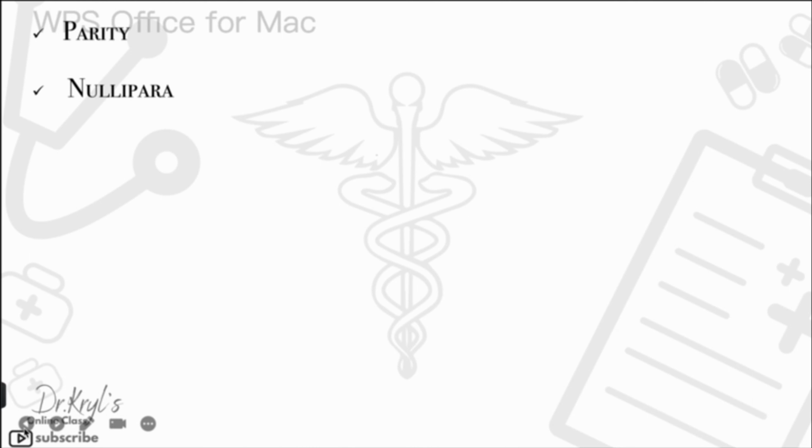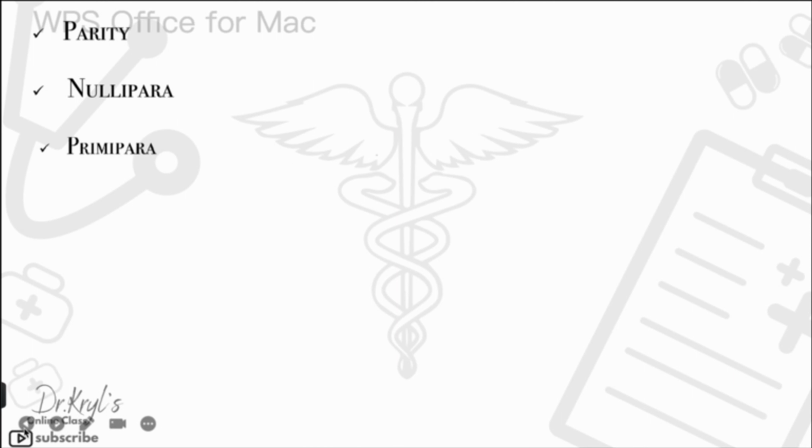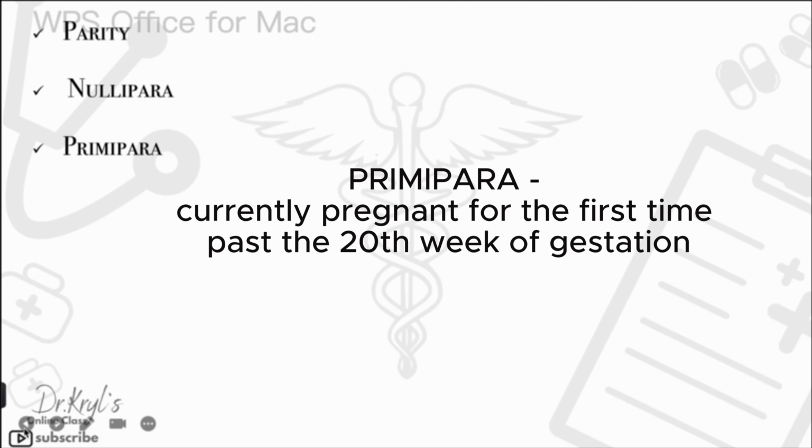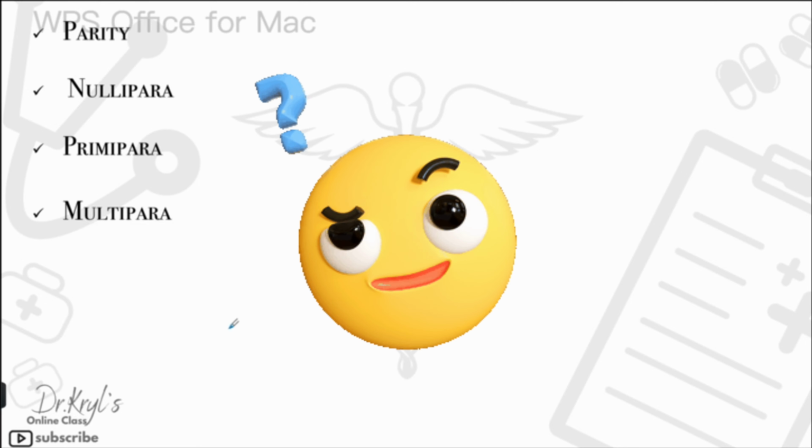Okay, next, nullipara. When we say nullipara, it's a woman who has never carried a pregnancy beyond the 20th week of gestation or carried a fetus weighing more than 500 grams. All right, primipara. A primipara is a woman who has been, or is currently, pregnant for the first time past the 20th week of gestation. Okay, so any question about parity: nullipara, primipara, and multipara?